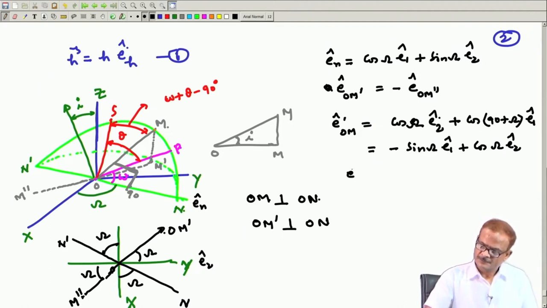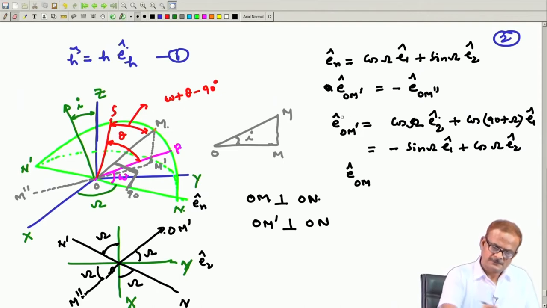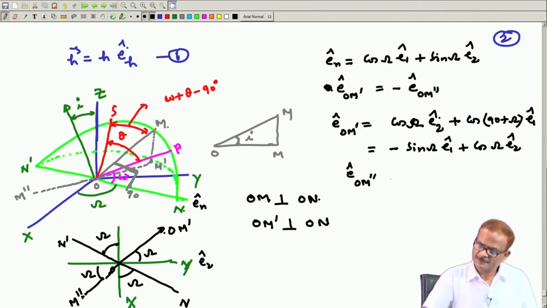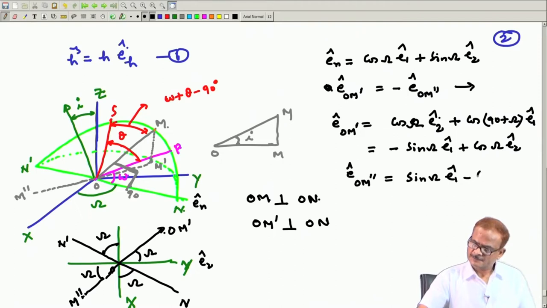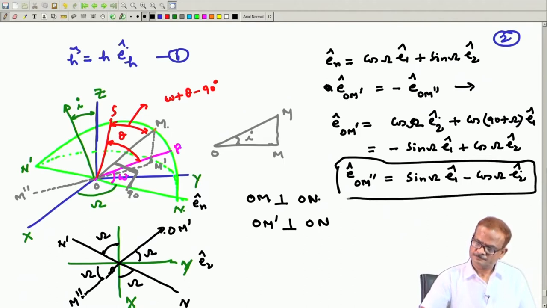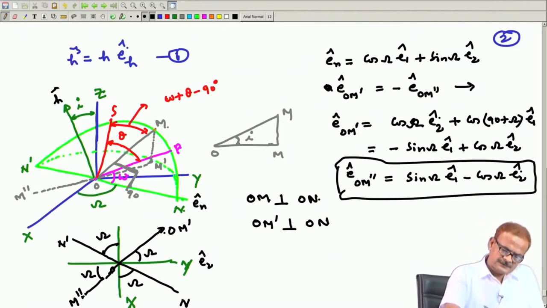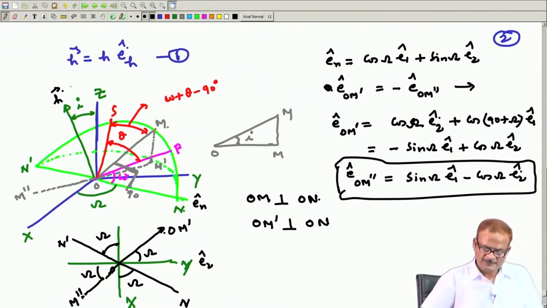So, therefore, E cap O m prime, here it is E cap O m double prime, this will be equal to minus of this as we have written here from this place. So, this will be sin capital omega E 1 cap minus cos capital omega E 2 cap. So, why we are trying to do like this, there is a reason behind this which will be shortly visible to you.